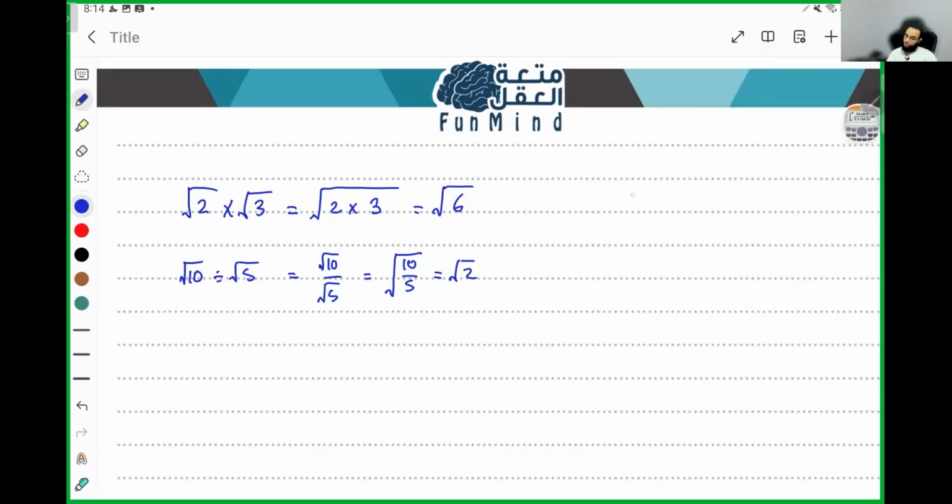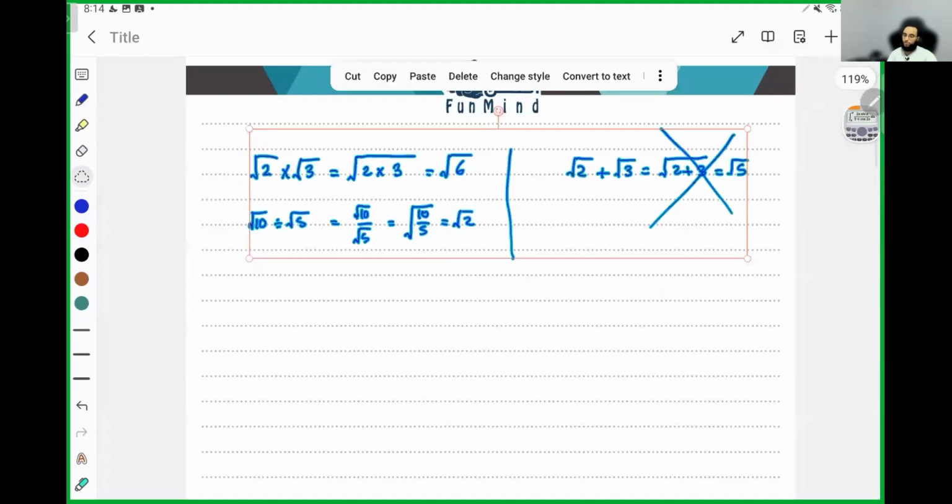What about the addition? If it is root 2 plus root 3, could you do it like that, 2 plus 3, which is 5, then it's root 5? No, it's not correct. Only this way works with the multiplication and the division only.